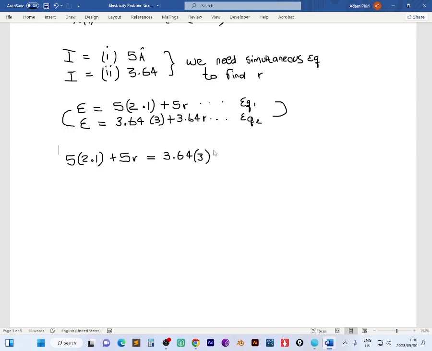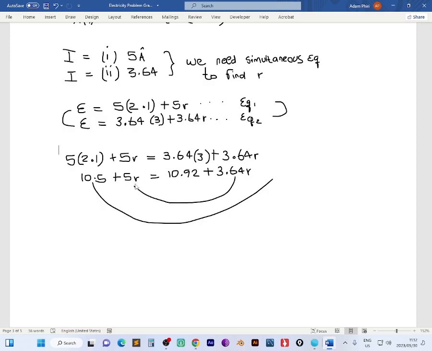Remember that they are equal to electromotive force, which means the two equations are equal to each other. So that's the idea. Being equal to each other, we have to group like terms. In this case, we have 10.5, that is 5 times 2.1 plus 5R, and 3.64 times 3 gives us 10.92 plus 3.64R.